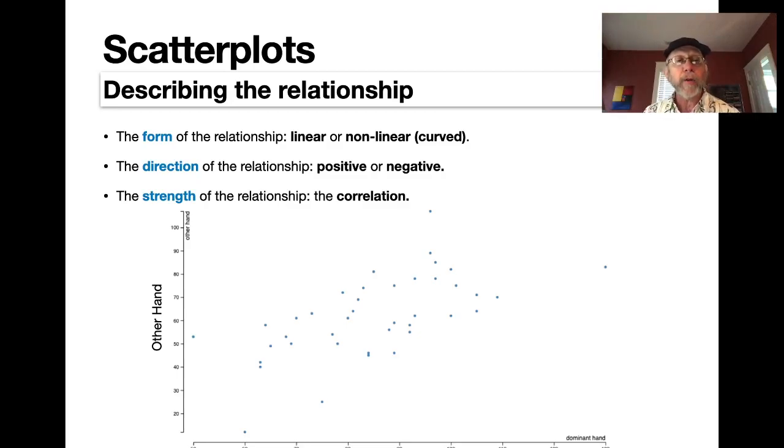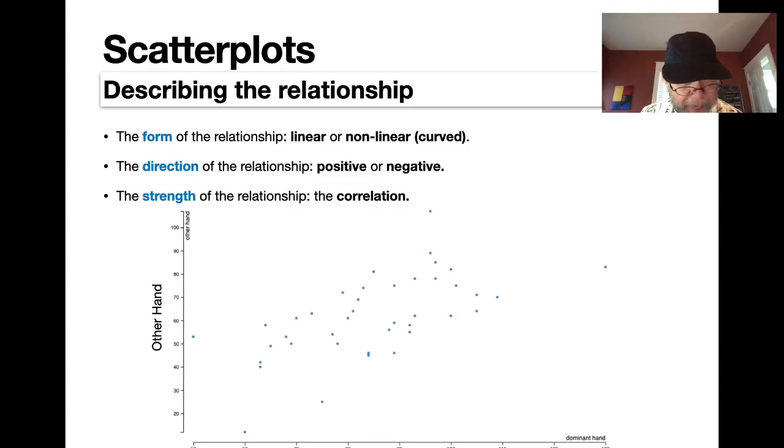And then finally, we want to talk about the strength of the relationship. This is measured by something called the correlation, which we'll discuss in a few minutes. But essentially, the strength of the relationship is talking about the predictive power of the relationship. So, for instance, suppose I told you that an individual could make 80 hash marks in 30 seconds with their dominant hand. What would you predict about that individual's performance with their other hand?